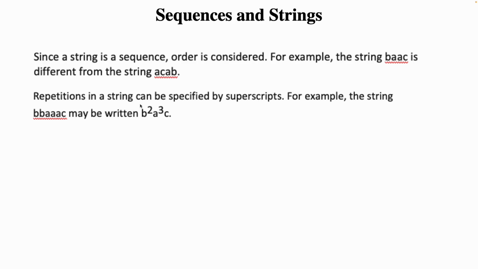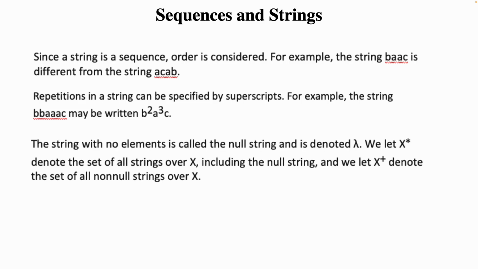Repetitions in a string can be specified with superscripts. This just makes it easier than writing down the whole string. So for example, the string BBAAC could be written as B to the 2 power, which just means you're writing the B twice, A to the 3 power, which means you're writing the A 3 times, and C. So you have to make sure when you see this, you know you're talking about the context of strings, and this is not some formula involving the variables A, B, and C. That's not what this is. It's just a shorthand way of writing long strings.